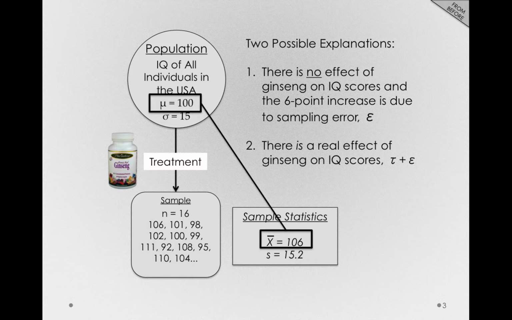Now, we actually saw a sampling distribution that would allow us to say something specific about the likelihood that this first explanation could account for this difference. Said differently, if the first explanation is true, what likelihood would there be that we would get a 6-point difference in our sample means?